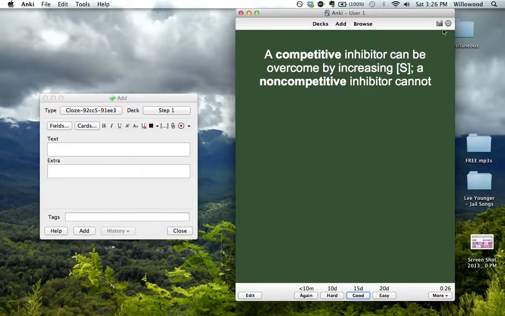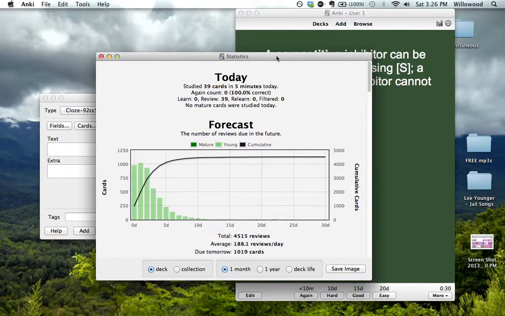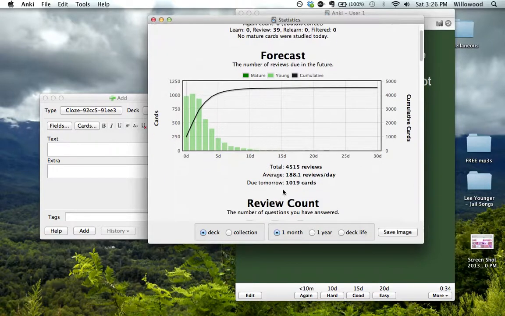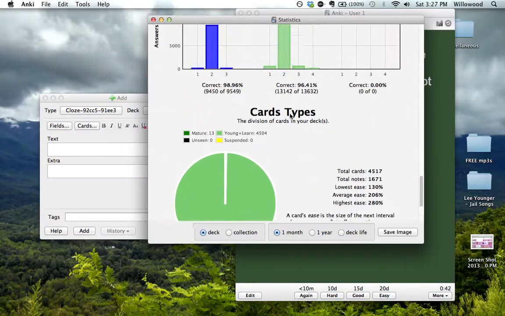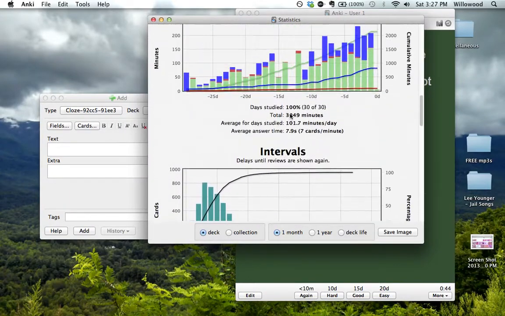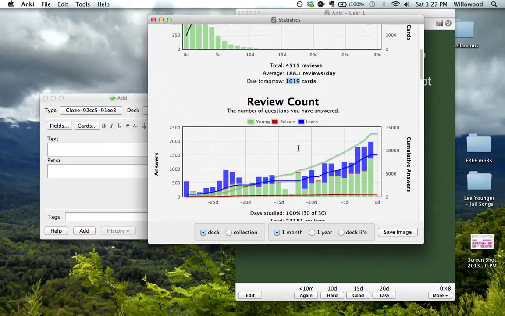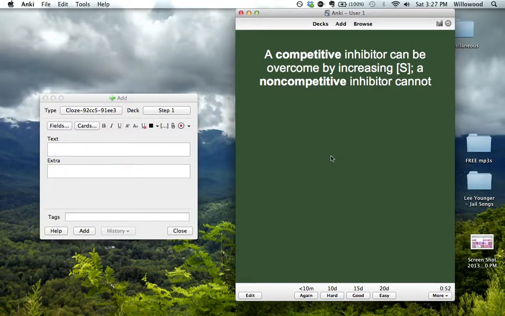You can also look at some stats by hitting this button. It'll pull them up, and so you can see how many cards you've studied and how many minutes. You can see how many reviews you've got due tomorrow. You can scroll all the way down and see the breakdowns and things like that. I mean, you can figure this out. So that's how I use it.